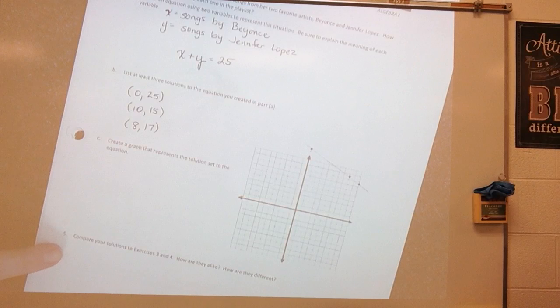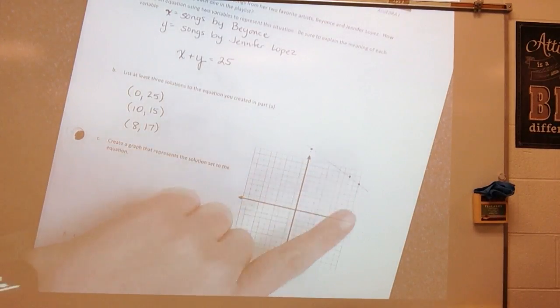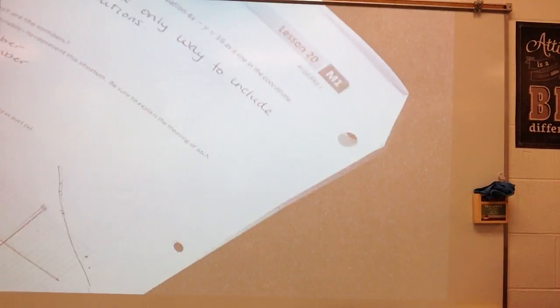Comparing your solution to exercise 3 and 4. How are they alike? How are they different? All right, well, the solution set in exercise 3 has an infinite number of ordered pairs. And the graph is a solid line. All right, notice I very lightly drew a line because I wanted you to see that.